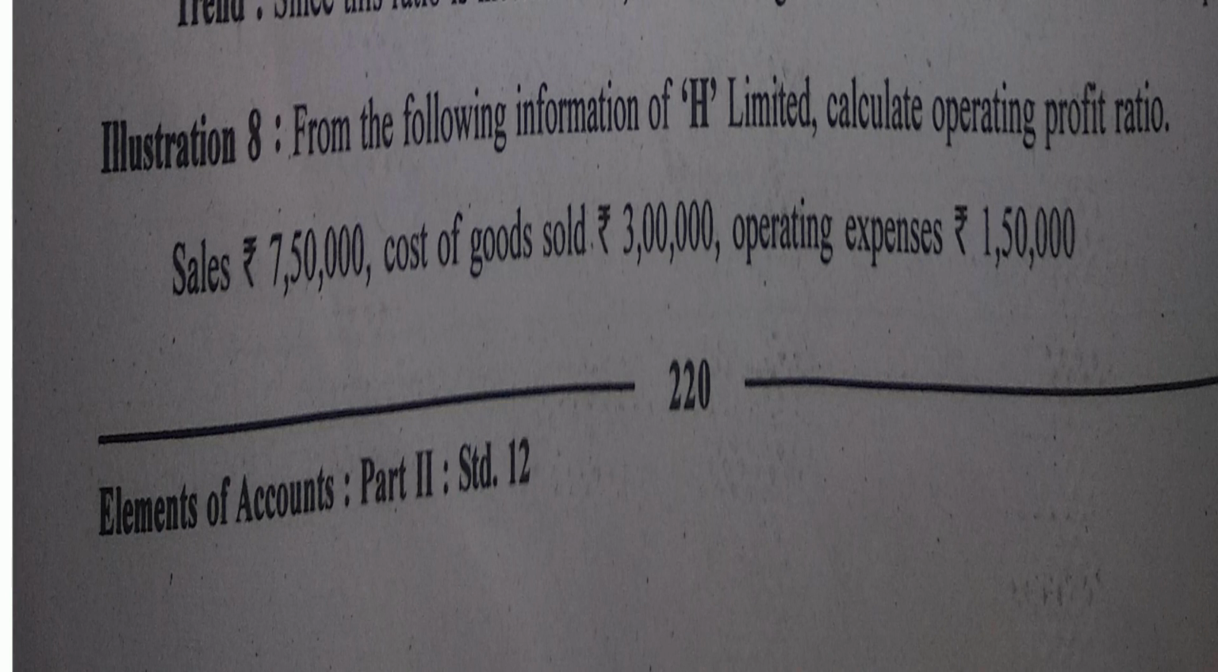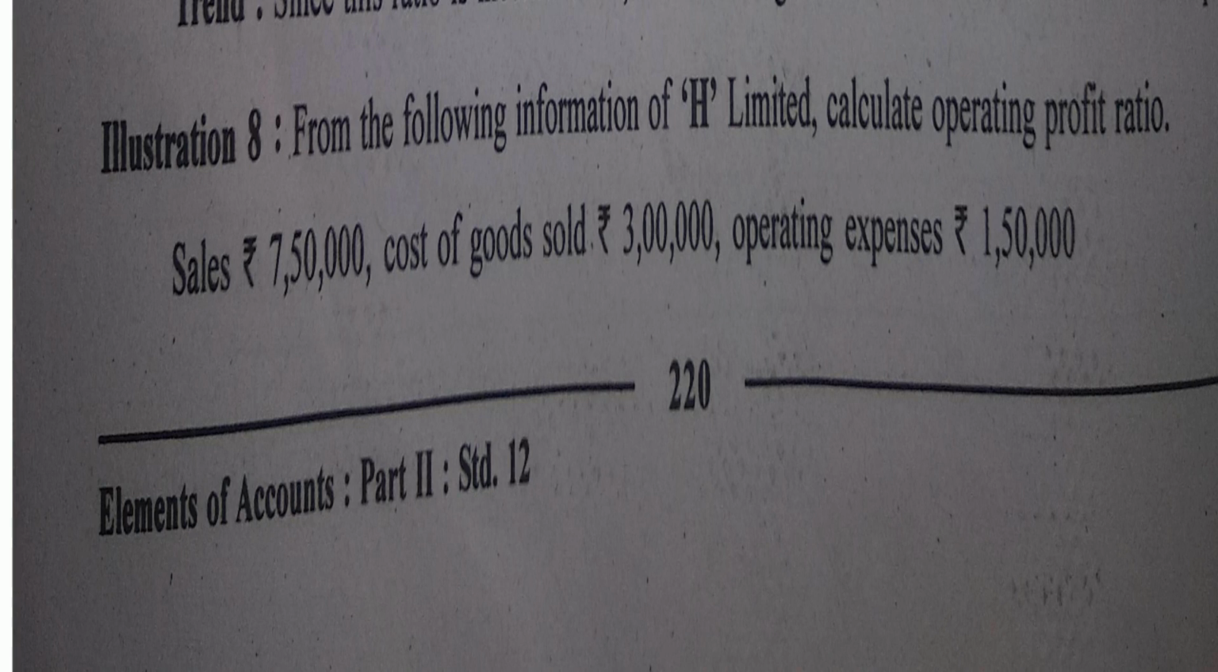Sales 7,50,000, cost of goods sold rupees 3 lakh, operating expenses rupees 1,50,000. This much information is given and they are asking us to find out operating profit ratio.